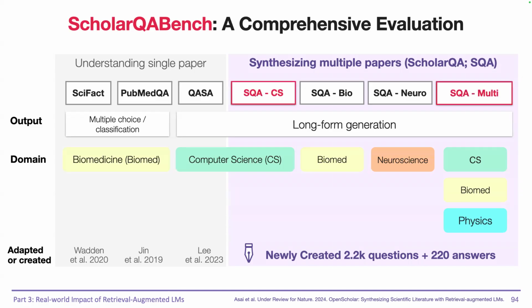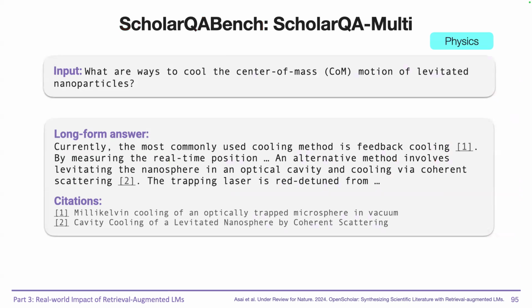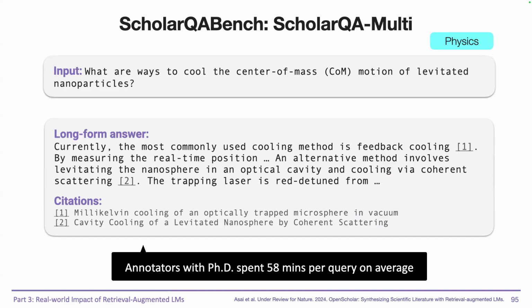Now, let me highlight 2 key subsets, ScholarQA-Multi and ScholarQA-CS. ScholarQA-Multi includes questions from 3 scientific disciplines: computer science, biomedicine, and physics. Expert annotators crafted questions based on the latest scientific research. They then conducted literature review by themselves and composed detailed long-form answers accompanied by citations. Each annotation takes an average of 58 minutes, highlighting the time-demanding nature of this task even for domain experts.